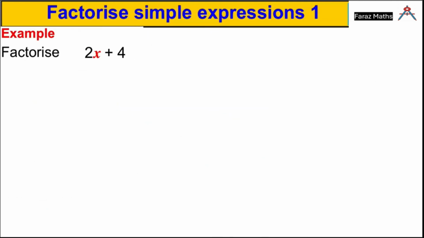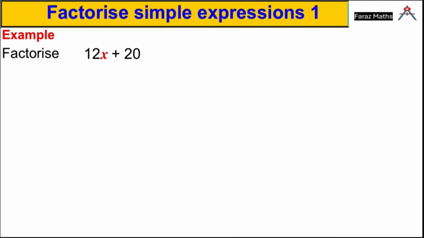Here we have the first question: factorize 2x plus 4. Now you already know how to factorize it. Pause the video and try this question by yourself. So now 2 bracket x plus 2 is the answer. You can double check it: multiply 2 with x, so we get 2x, and then 2 times plus 2, that is plus 4. Coming to the next.